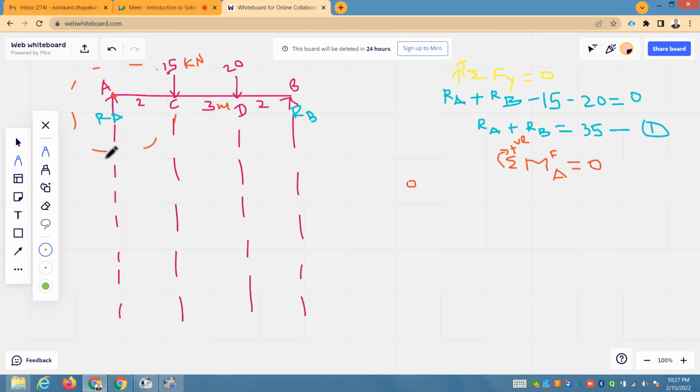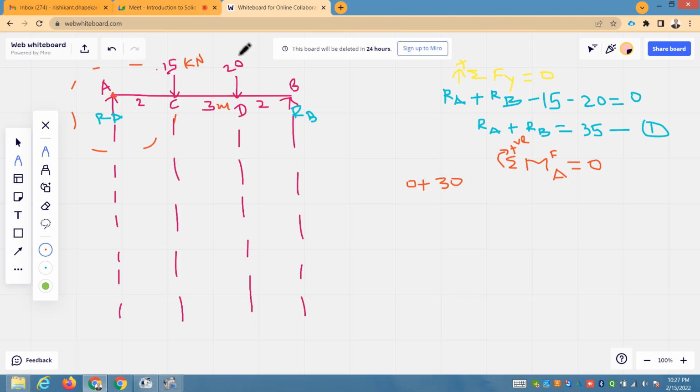So see now, you have to move your pen in copy, or if you are sitting on computer, you have to move your pen or cursor in the direction of force about point A. So this is clockwise moment. So clockwise moment we are considering positive. So it is positive. 15 multiplied by 2, that is 30.